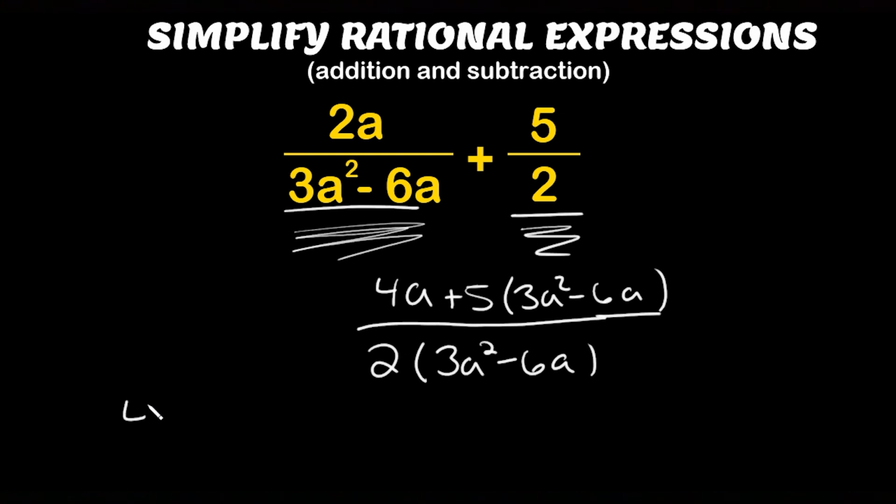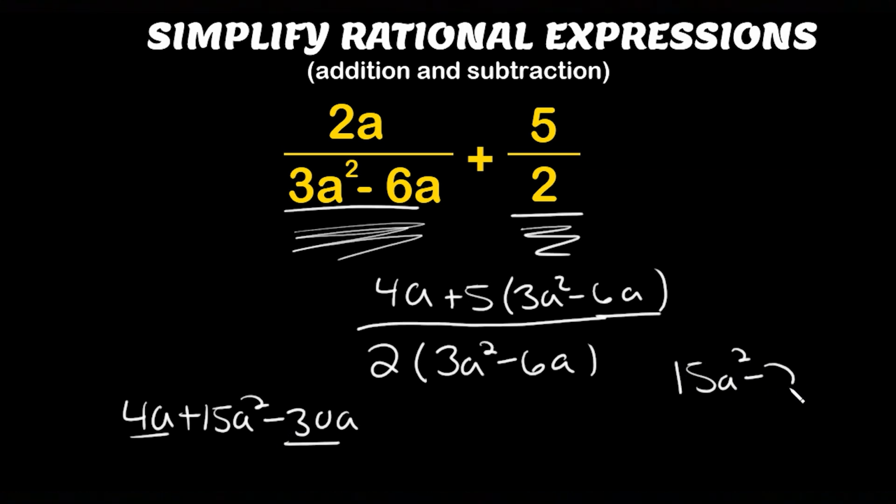I get 4a, and then if I distribute the 5, I get plus 15a squared. And then one more time, I'll do 5 times the negative 6a. I get negative 30a. Okay, there we go. And now I want to go ahead and combine like terms, which I have here and here. So 4a and a negative 30a, that's going to give you negative 26a. So I'm left with 15a squared minus 26a, all over 2 and 3a squared minus 6a.